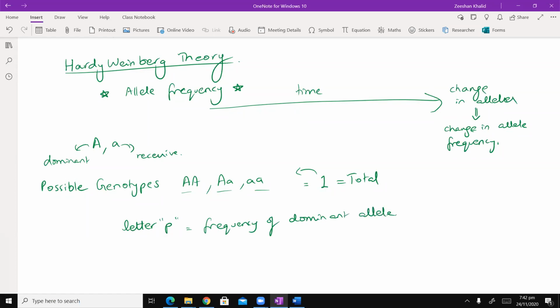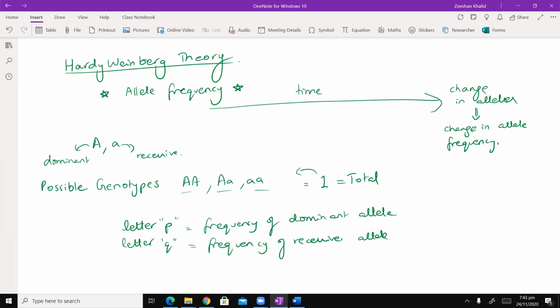Frequency of the dominant allele. Okay, that's a convention. That's what the Hardy-Weinberg principle is. And we use the letter q, small q, to represent the frequency of the recessive allele. Frequency of the recessive allele. Okay, done.